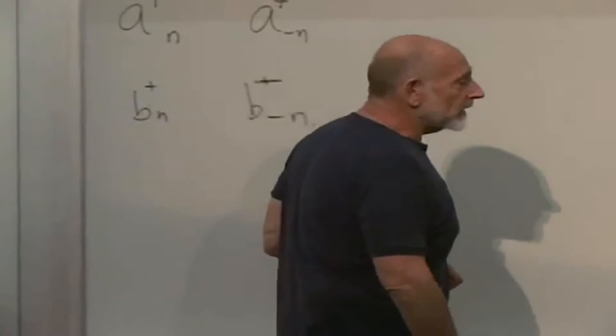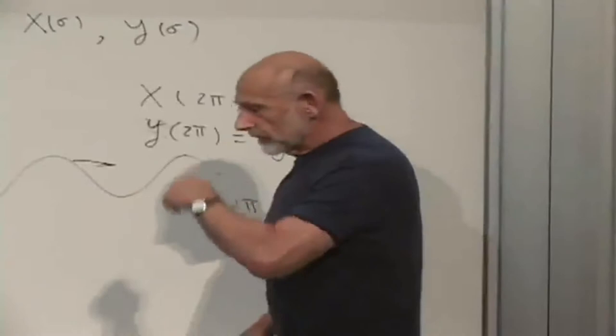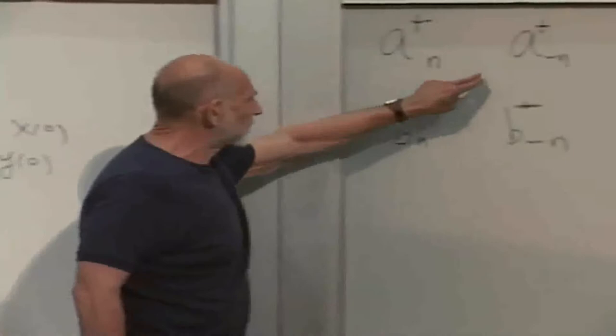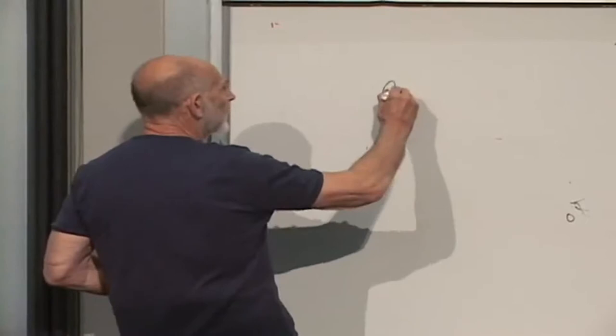But now we can start asking, what is the spectrum? What kind of particles, what kind of excited states will the string have? What's the analog of the photon that we discovered in the open string? You know what I'll do? I'll just remind you about that. For the open string, we didn't have this doubling of minus n and plus n. What we had was just creation operators A plus n and B plus n.